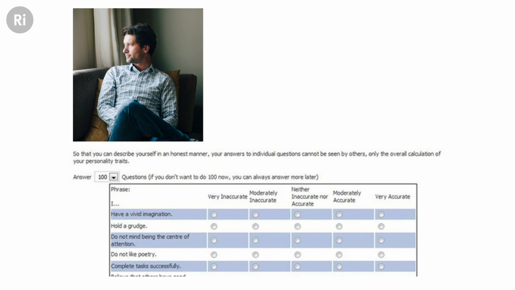And if you did the personality test, you would get the result and it would tell you you're neurotic or you're agreeable or something like that. And this would be a fun thing to do. So these are the questions that he'd ask. Do you have a vivid imagination? Do you hold a grudge, and so on. You filled in these 100 questions.